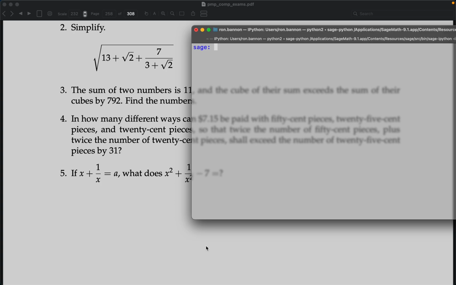I just want to go through this. As I always do, I'm going to reset, and the reason for reset is just to get a clean slate. For problem number 2, there's no variable, so I'm just going to type it in. It looks like 13 plus the square root of 2 plus 7 divided by the quantity 3 plus square root of 2.